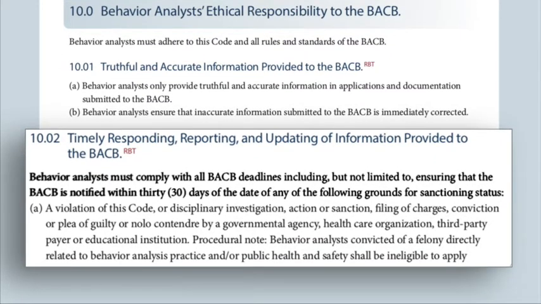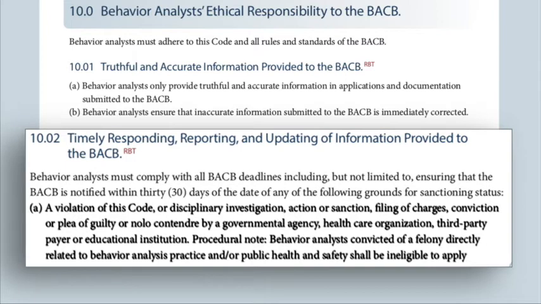Behavior analysts must comply with all BACB deadlines, including, but not limited to, ensuring that the BACB is notified within 30 days of the date of any of the following grounds for sanctioning status. A. A violation of this code or disciplinary investigation, action or sanction, filing of charges, conviction or plea of guilty or nolo contendere by governmental agency, healthcare organization, third-party payer, or educational institution.